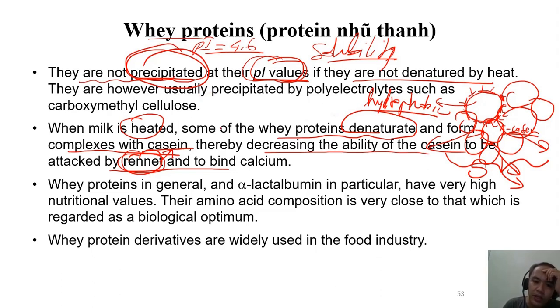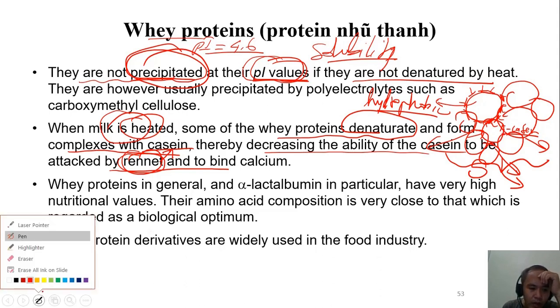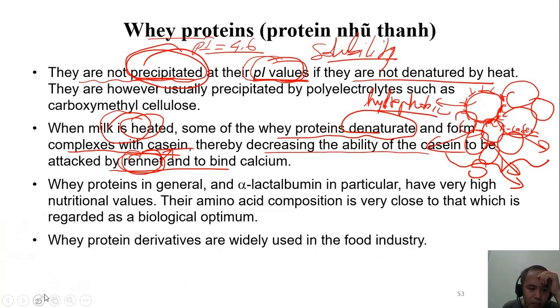Okay, so here again, when we heat the milk, the whey protein may get denatured and form complexes somewhere here. We will see in chapter 6, and then obviously in some next slide, I think. Then it becomes more difficult for the enzyme to hydrolyze, to coagulate the casein. This is just a repeat.